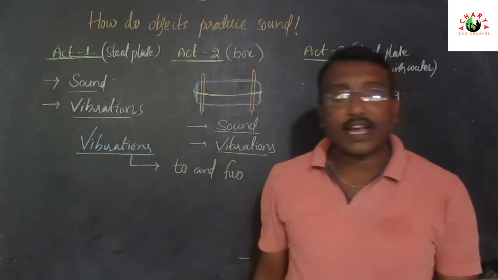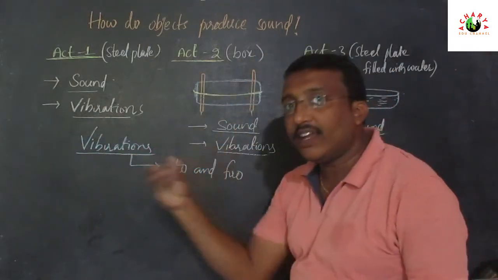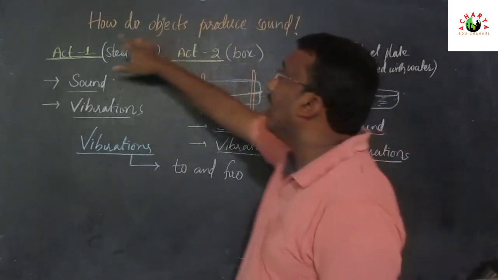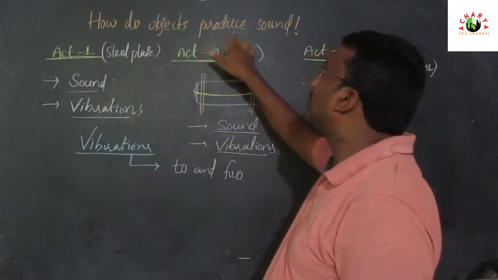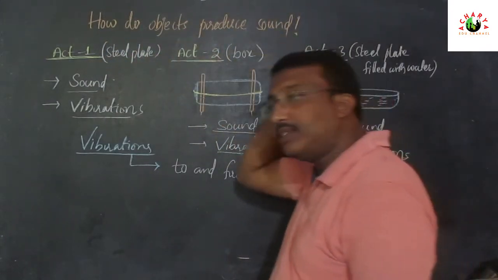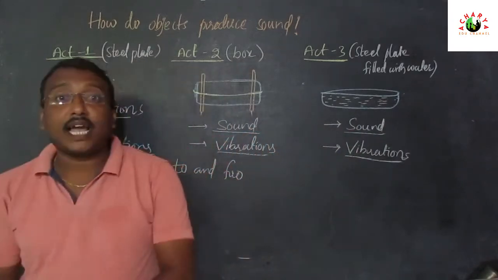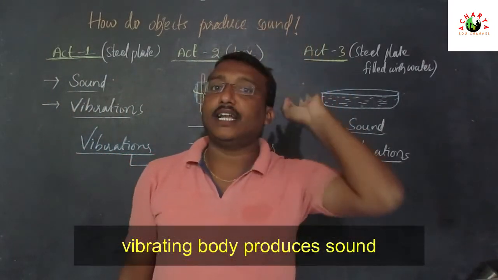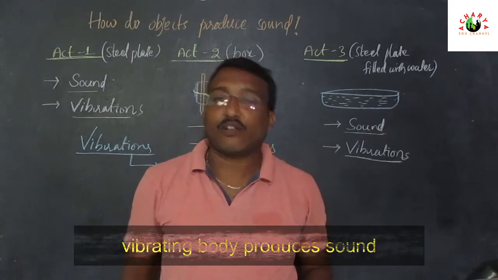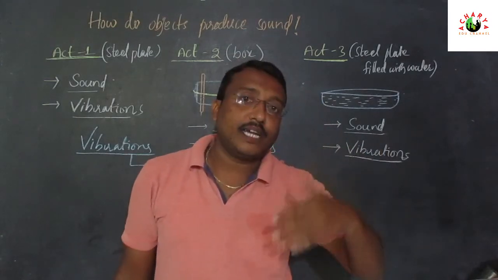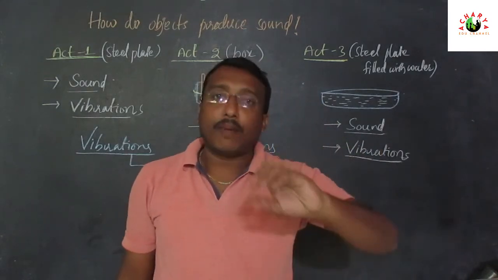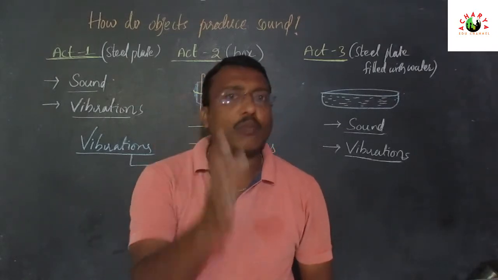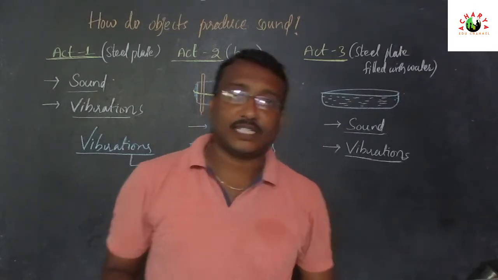So finally we concluded, and we get the answer to our question. What is our question? How do objects produce sound? The objects produce sound by vibrations. The final conclusion is that an object produces sound by vibrating. Simply we can say that only vibrating bodies can produce sound.